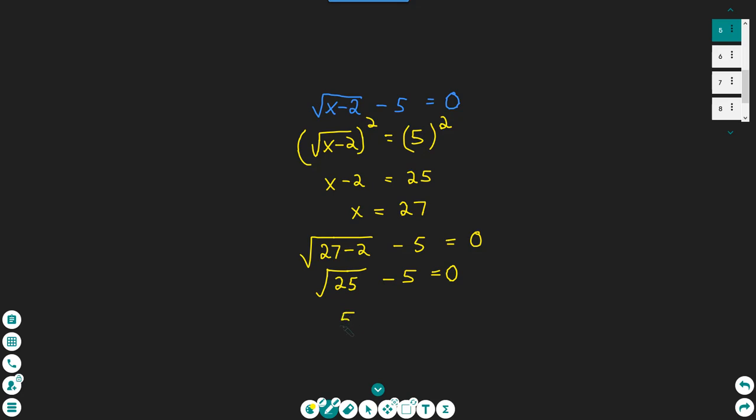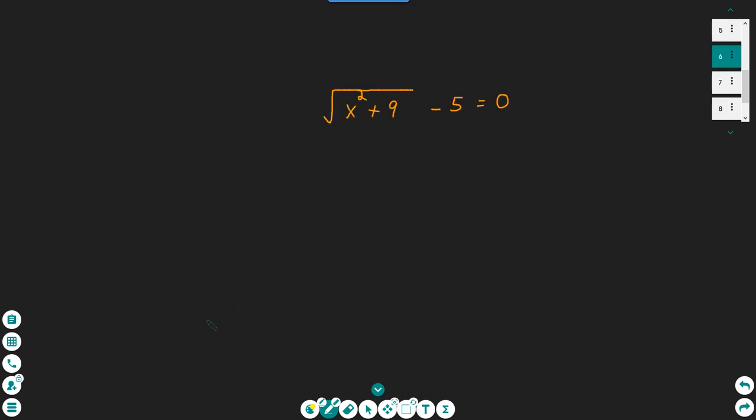Square root of 25 is 5. We're taking the positive answer again. 5 minus 5 equals 0. And this, in fact, does work into a true equation. So now that we've done the check, we can say our solution is x equals 27. All right? Very good. All right, let's try this one. Go ahead and try this one on your own, and then we'll do it together.